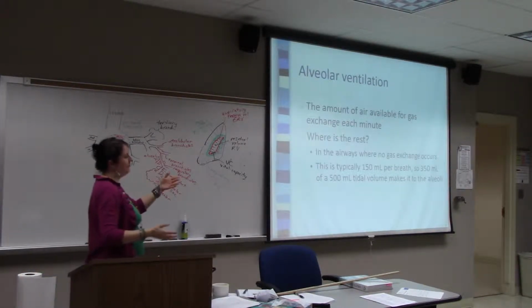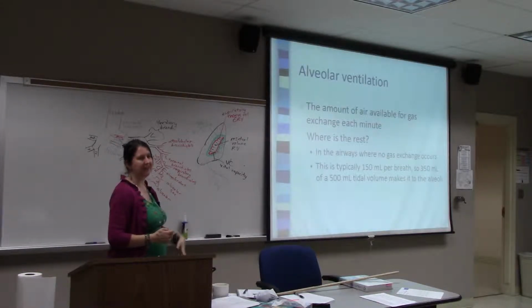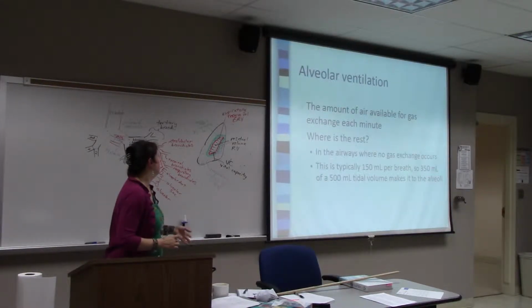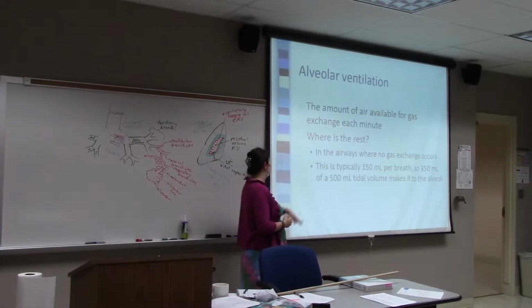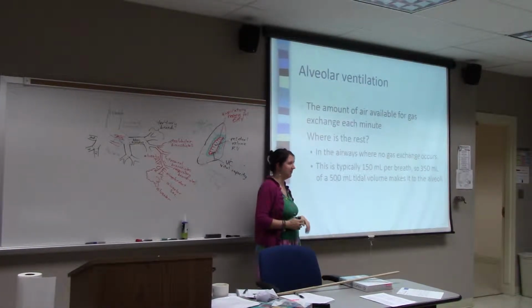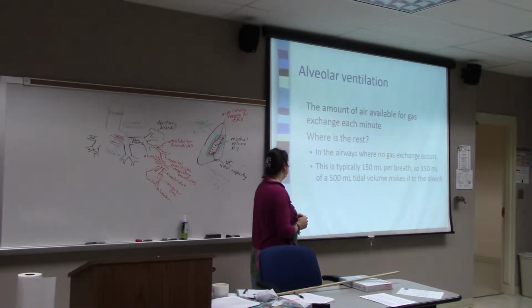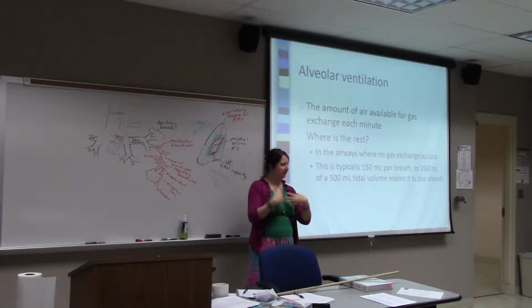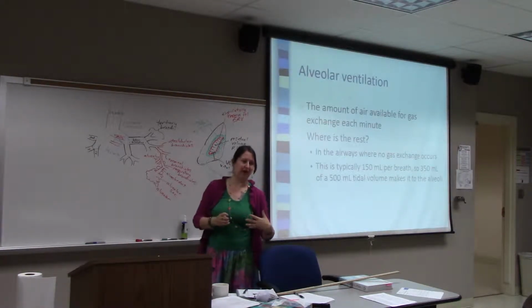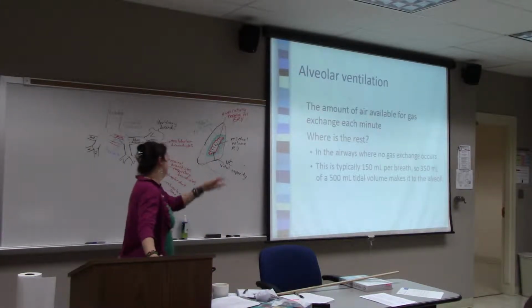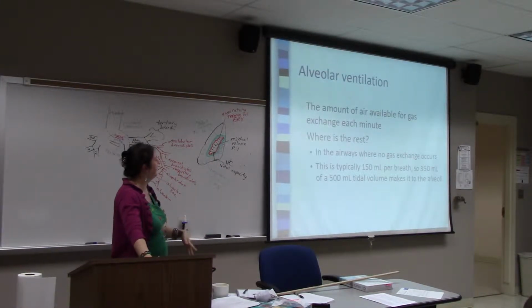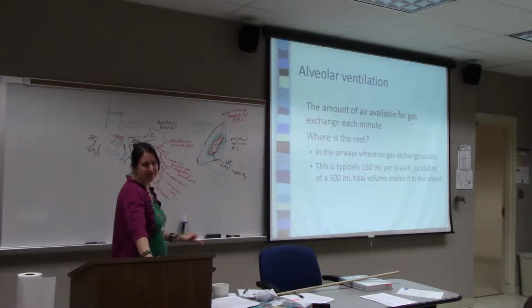Now, not all of the air coming in and out is going to get to the alveoli. Some of it is in the airways where no gas exchange occurs. Typically, there's about 150 milliliters of space in the airways. So out of a 500 milliliter tidal volume, about 350 milliliters makes it to the alveoli, where the gases can be exchanged.